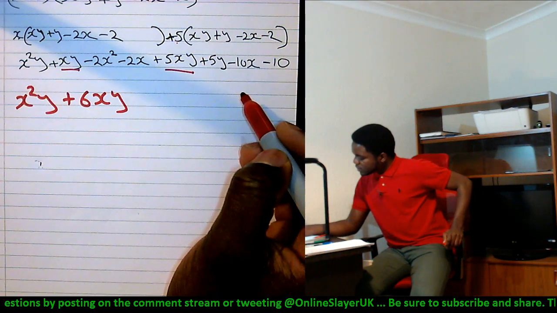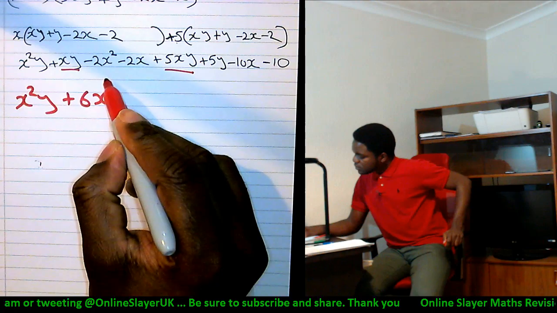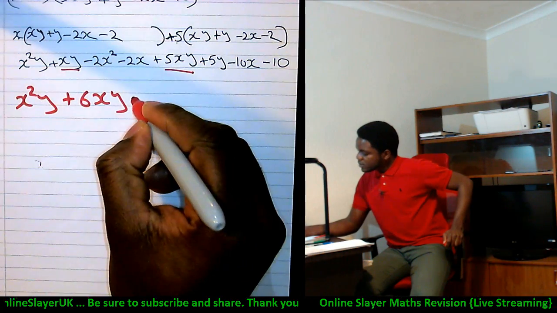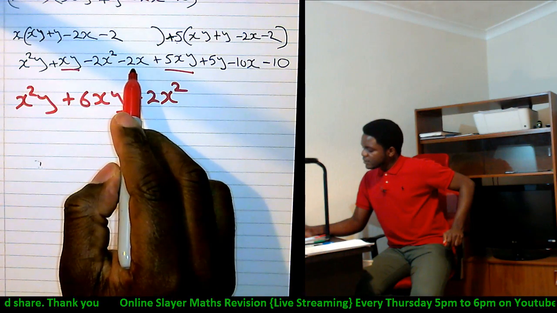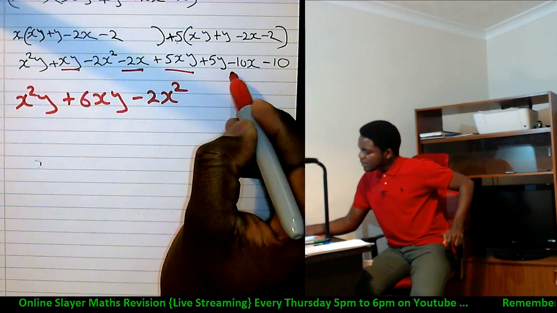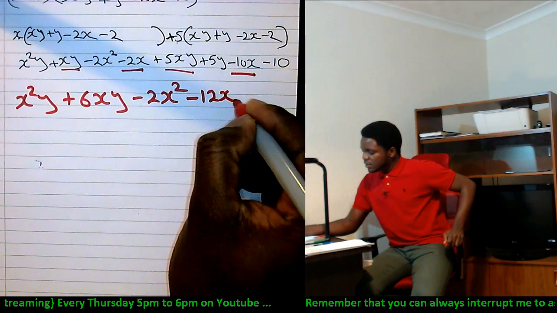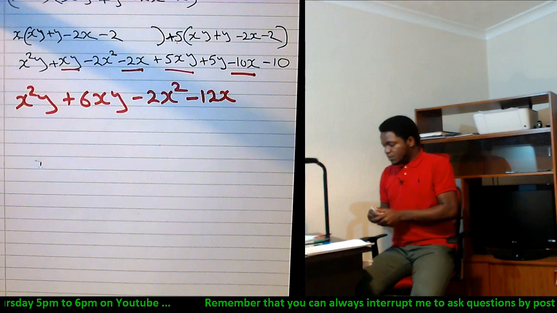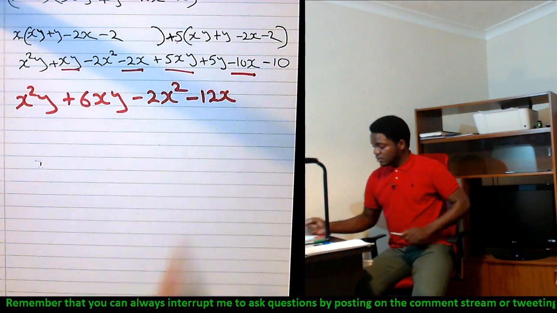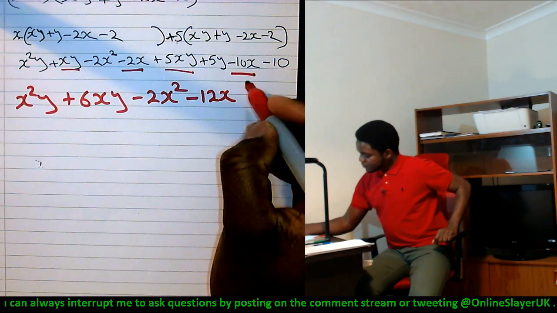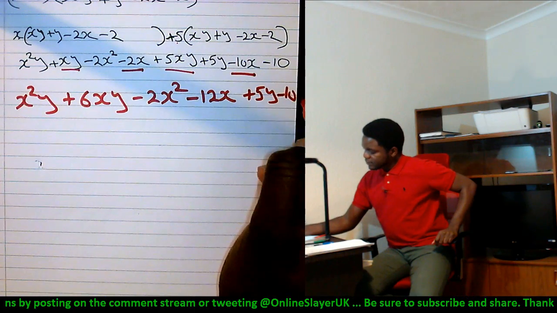I can see just one occurrence of minus 2 of x squared, so it's just minus 2x squared. I can see two occurrences of x. You've got minus 2x and you've got minus 10x. And just like we did in the other case, it's just going to be minus 12x, because you're owing £2 and you're owing another £10. That's you're owing £12 altogether. And then finally, you've got plus 5y minus 10.